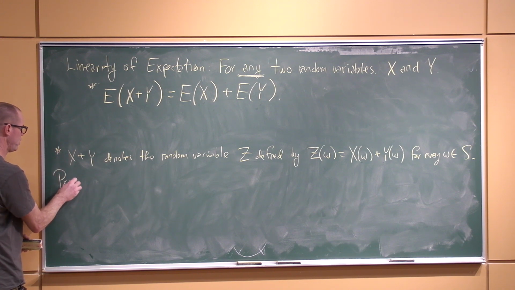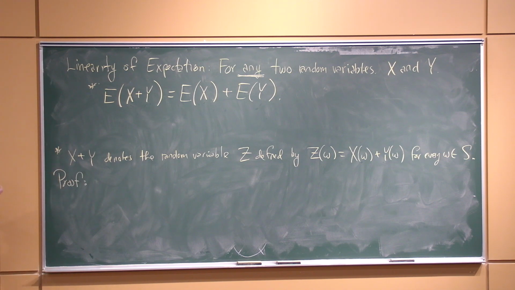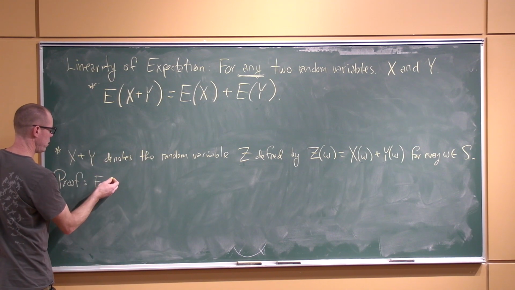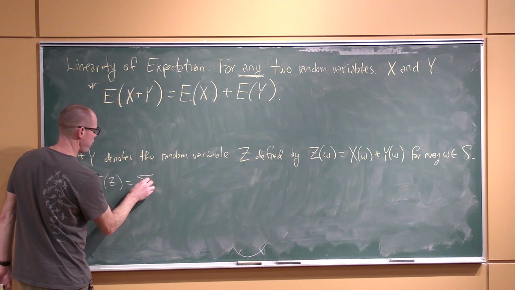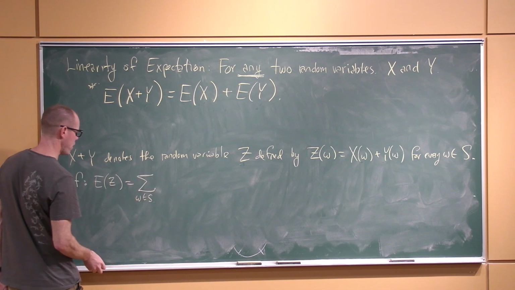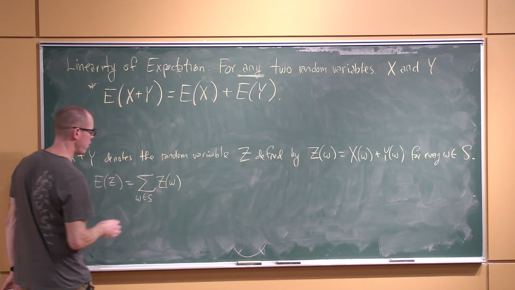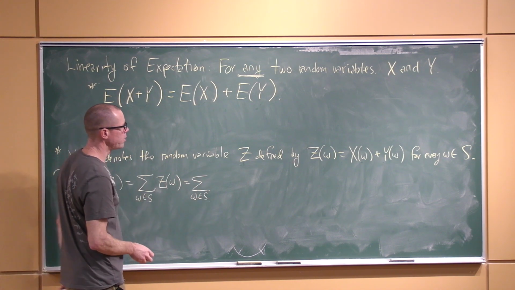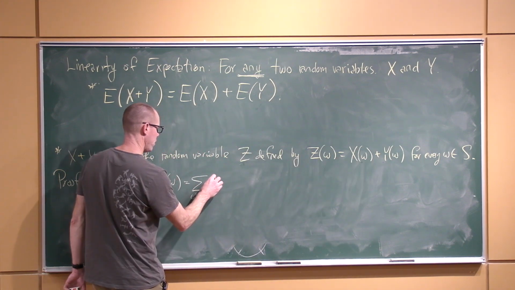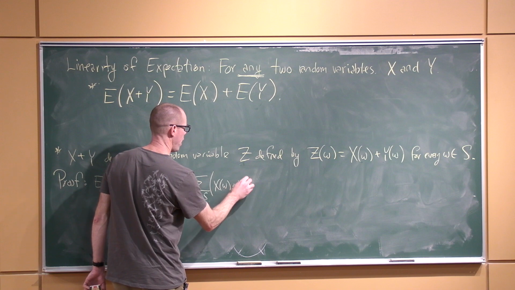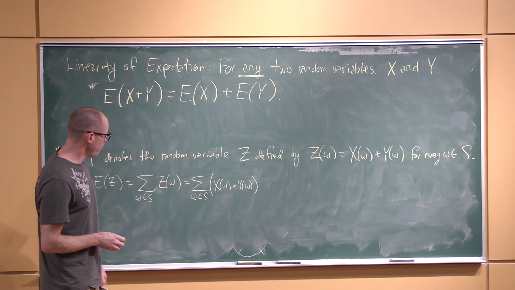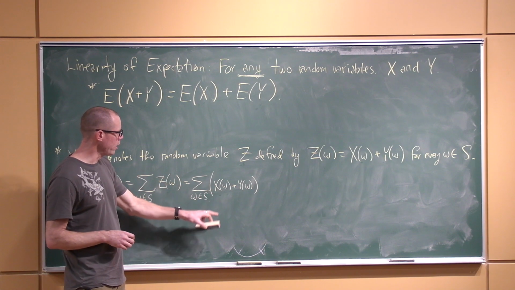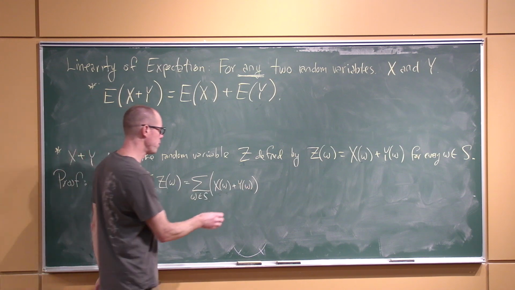So just proof. The proof is obvious. We have this Z here. So the expected value of Z, apply the definition, you sum over everything in the outcome set of Z of that thing. That's just the sum over everything in the outcome set of Z, defined as this, X of omega plus Y of omega. All right, this is just us expanding the definition of Z. Well, when we have a sum where each term has two parts, we can just split that into two sums.